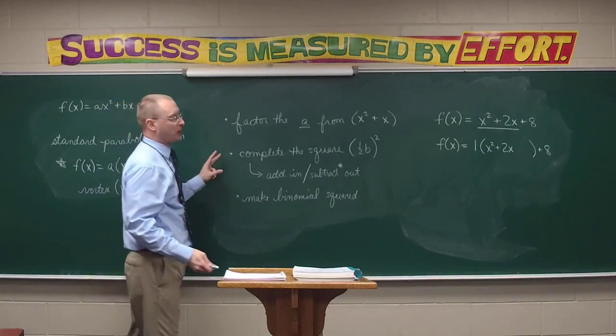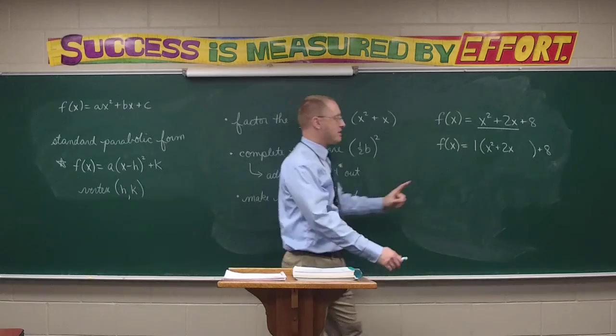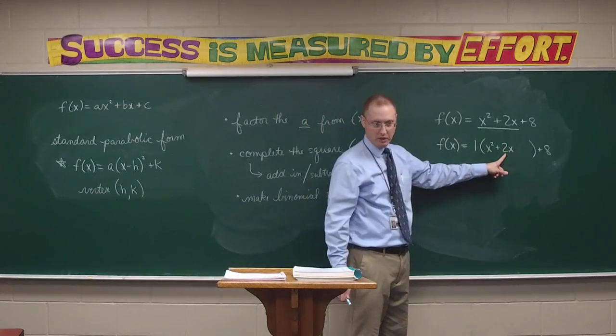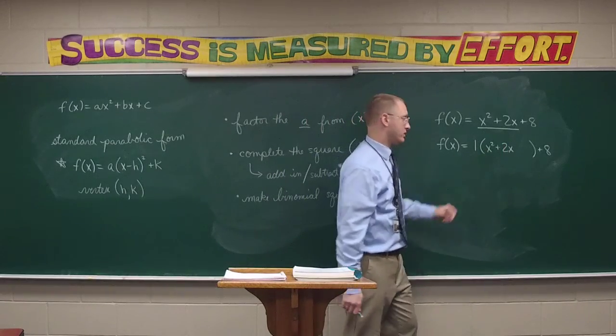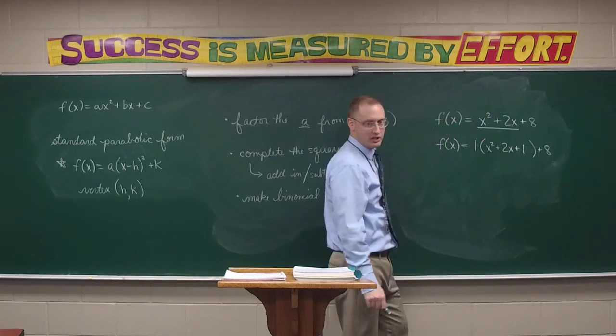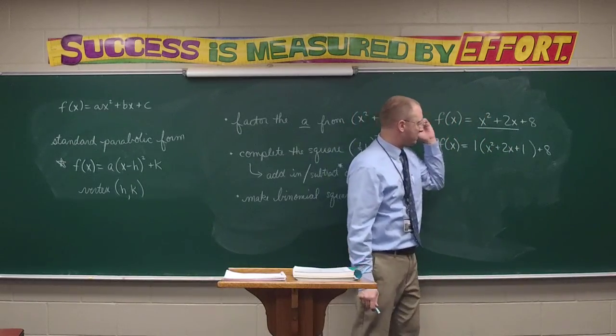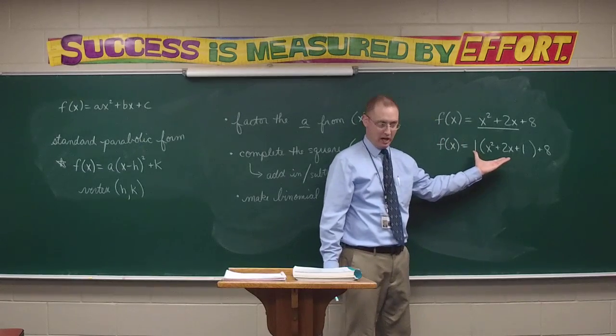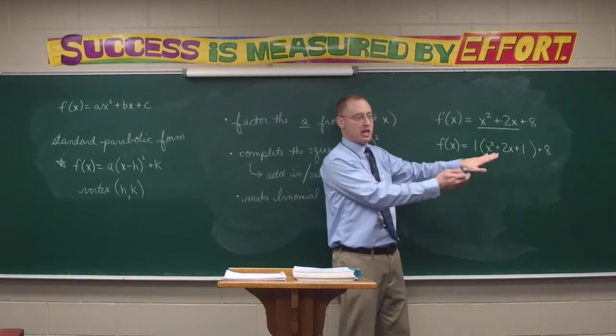Step number 2, we're going to complete the square. We're going to take half the b value and square it. What's half of 2? Squared is 1. And I put a plus 1. But here's the deal. You can't randomly just put a plus 1, you're adding to the function, right? If you're going to add to the function, you have to also take away, right?